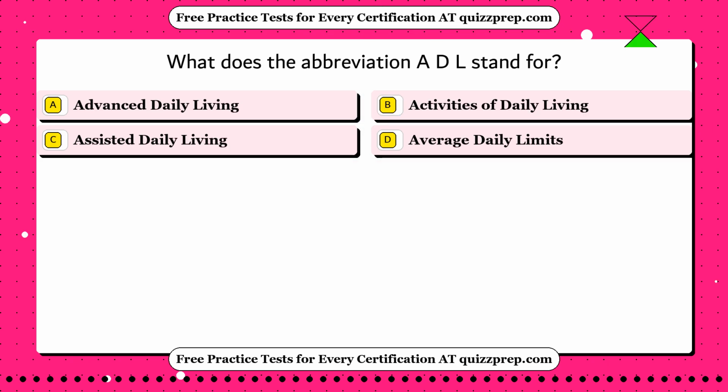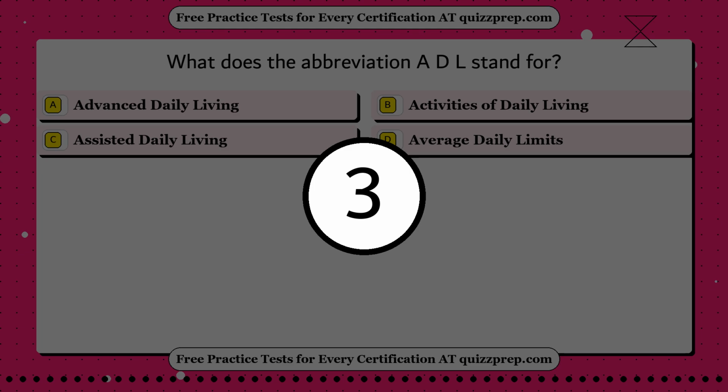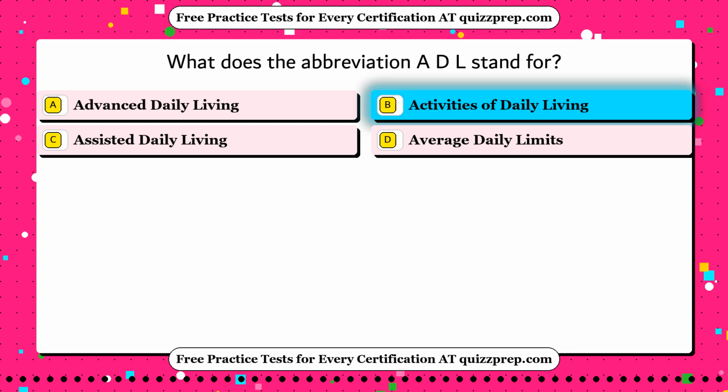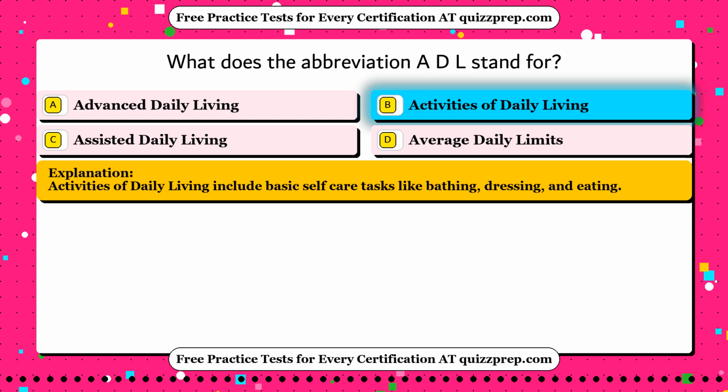Question 3. What does the abbreviation ADL stand for? Option A, advanced daily living. Option B, activities of daily living. Option C, assisted daily living. Option D, average daily limits. The correct answer is option B, activities of daily living. Activities of daily living include basic self-care tasks like bathing, dressing, and eating.